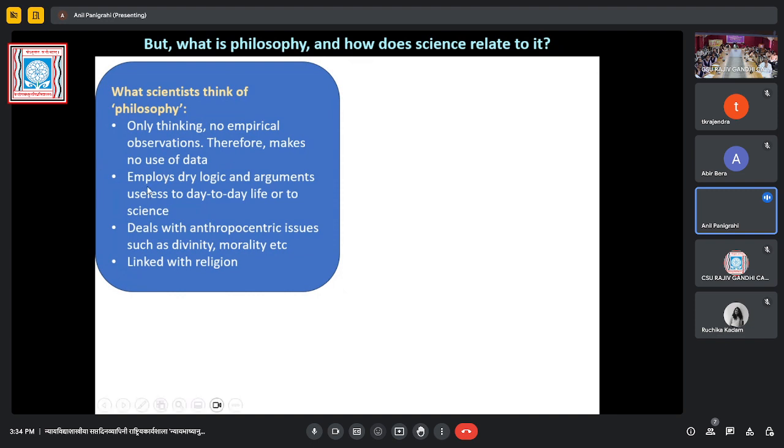They also claim that philosophy employs dry logic and arguments useless to daily life or to science, deals with anthropocentric issues such as divinity and morality that have nothing to do with the compositional and operational framework of the universe, and is mostly linked with religion. Who cares where God is, right?